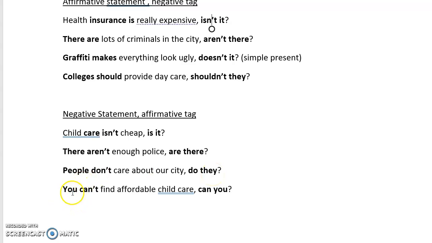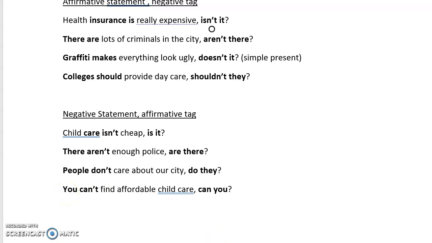And finally, we have a modal again. You can't find affordable childcare, can you? So again, when we have a modal, we want to use that modal in the tag question, and we need to use the opposite. So can't becomes can, and the subject is you. Okay, we're just going to keep it as you.